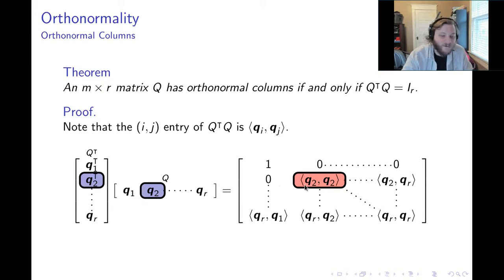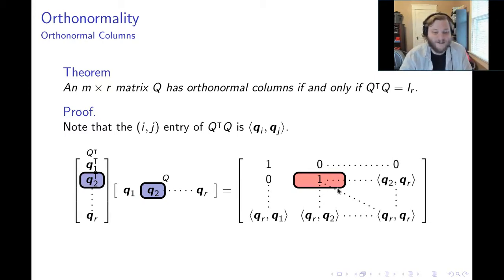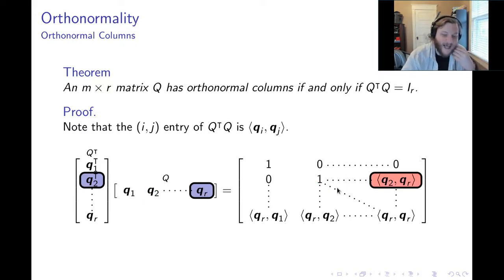Then when we move to the 2, 2 position, this is the inner product of the second column with itself, which has to equal 1 by the unit vector axiom. And if we keep going down the second row, we'll get to the last entry, and this entry is the inner product of the second column with the last column. Of course, that has to equal 0 by the mutually orthogonal axiom.